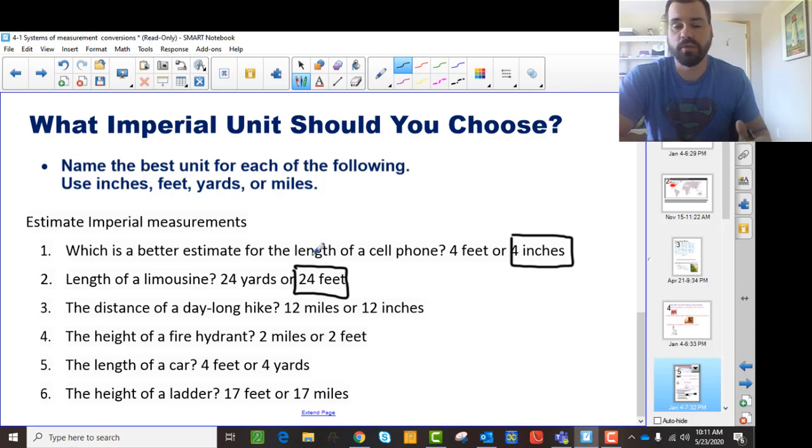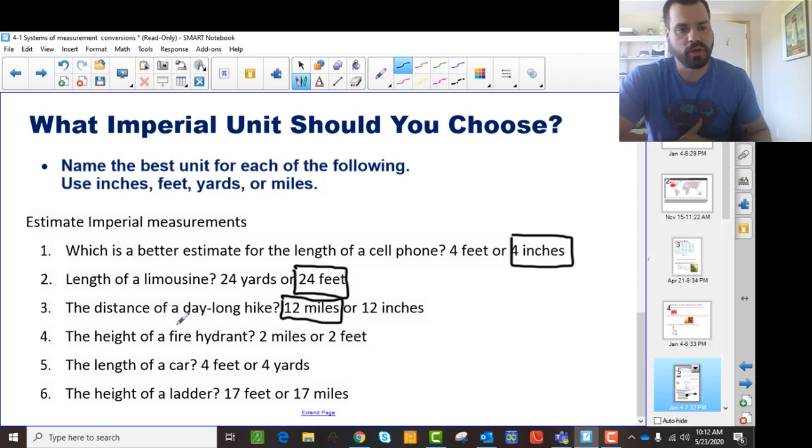24 yards would be, again, 3 feet per yard, right? So if you multiply that by 3, you're going to get 72 feet, and that's pretty far. So that makes more sense. The distance of a day-long hike, we're talking now in miles rather than inches, right? If it takes you all day to travel a foot, you have a problem, all right?